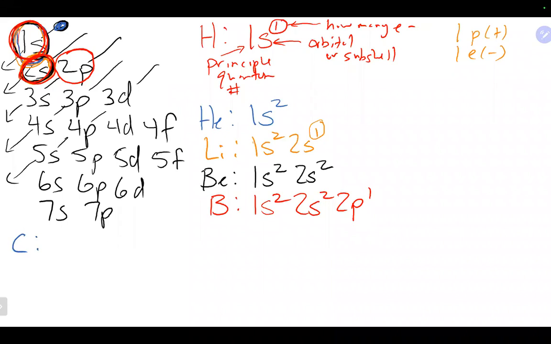Carbon has 6 protons, which means, again, it should have 6 electrons starting at the very top. Once again, always, we will go 1s2. We're going to then go to our 2s2. And now our 2p2 at this point.